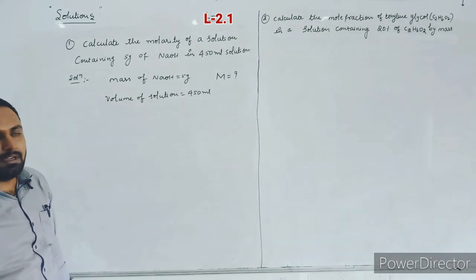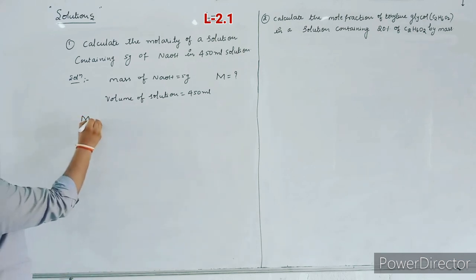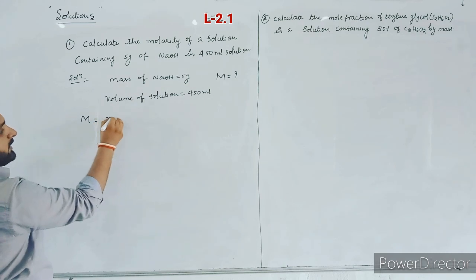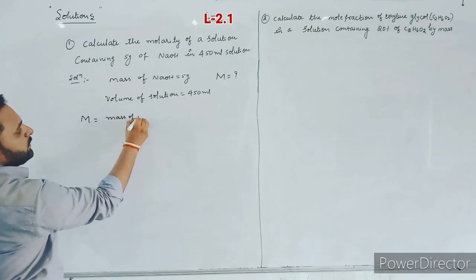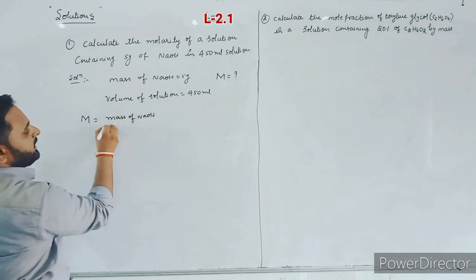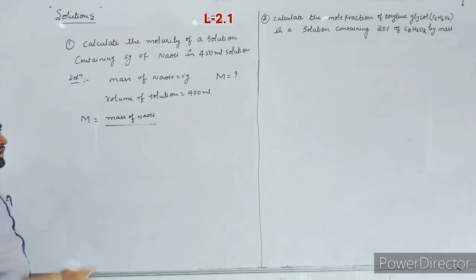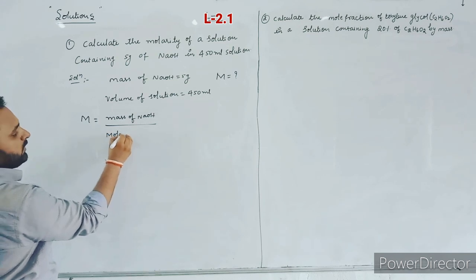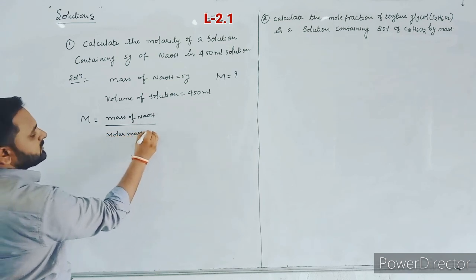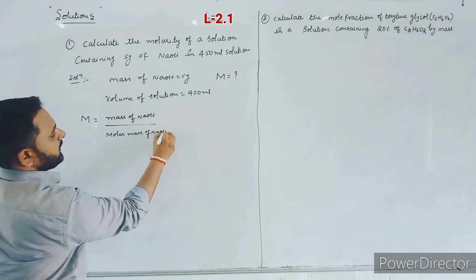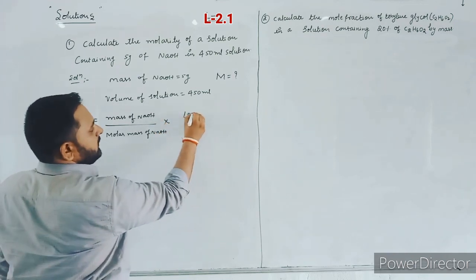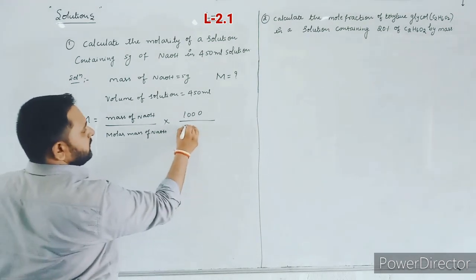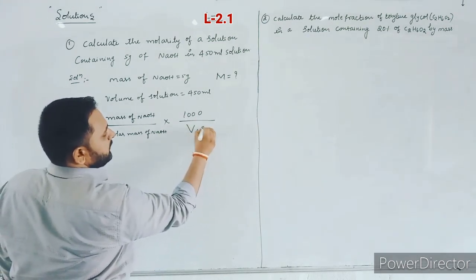What is the second formula? Molarity is equal to mass of solute, which means mass of sodium hydroxide, divided by molar mass of solute, which means molar mass of sodium hydroxide, into 1000, divided by volume of solution in milliliter.